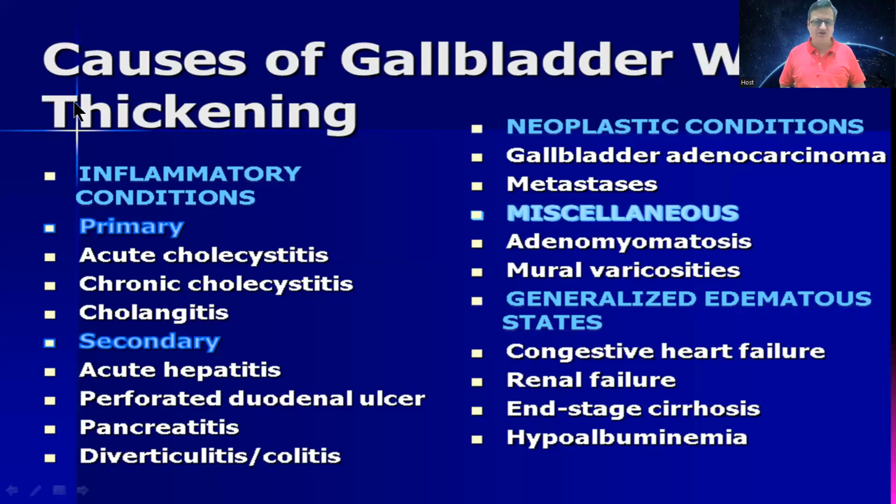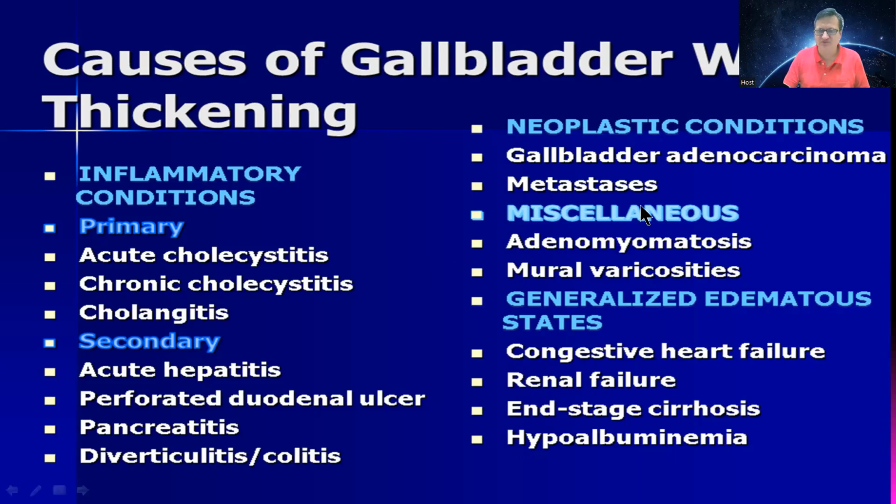This is a very important table, because questions may be asked regarding this, and many questions have already been asked in the previous CBT examination. So, inflammatory conditions may be primary or secondary. In primary, acute cholecystitis, chronic cholecystitis, and cholangitis may lead to gallbladder wall thickening. Then secondary causes of gallbladder wall thickening are acute hepatitis, perforated duodenal ulcer, pancreatitis, and diverticulitis or colitis. In these conditions, inflammatory thickening of the gallbladder wall may also be there.